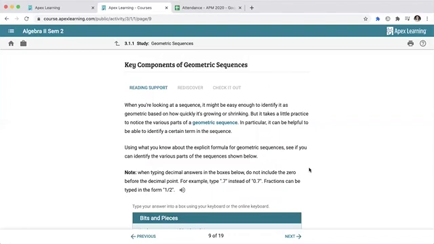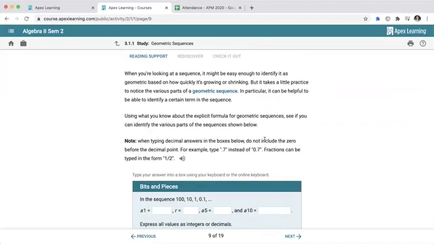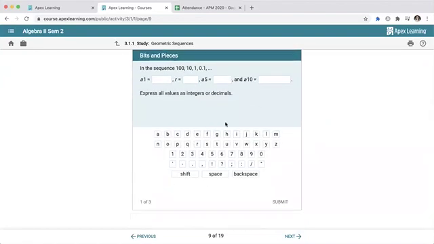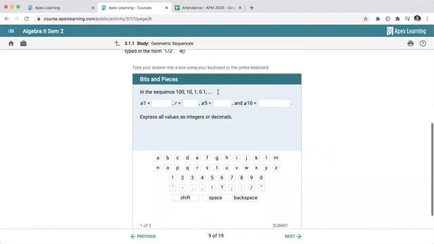So then here, again, it takes a little practice to notice the various parts of geometric sequences. But once you get it down, it's going to be consistent here. And I will let you guys try these on your own for extra practice.